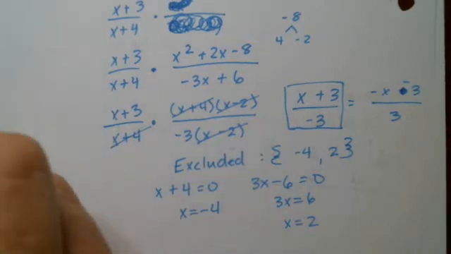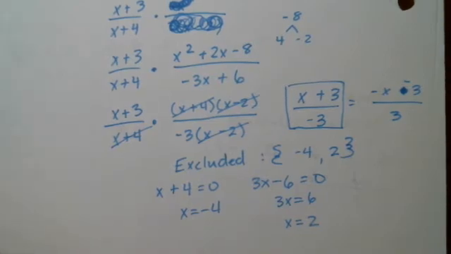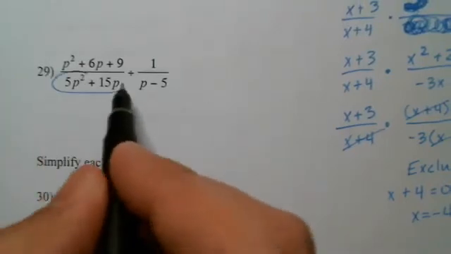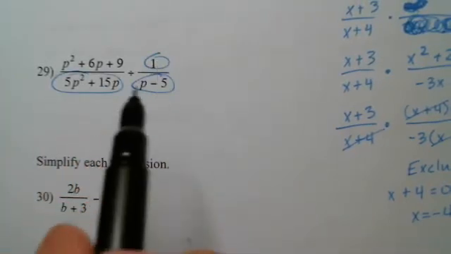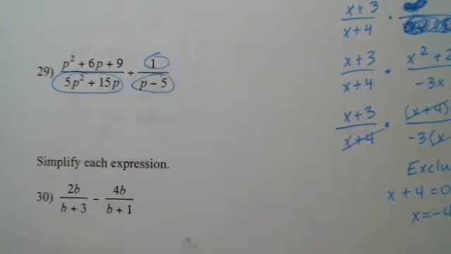So you just got to flip it, right? Keep it, change the sign, and flip it. Yeah. But keep in mind, in order for you to understand your excluded values, you got to set all three of these equal to 0. All three of those you have to set equal to 0 in order for you to find your excluded values. Okay?